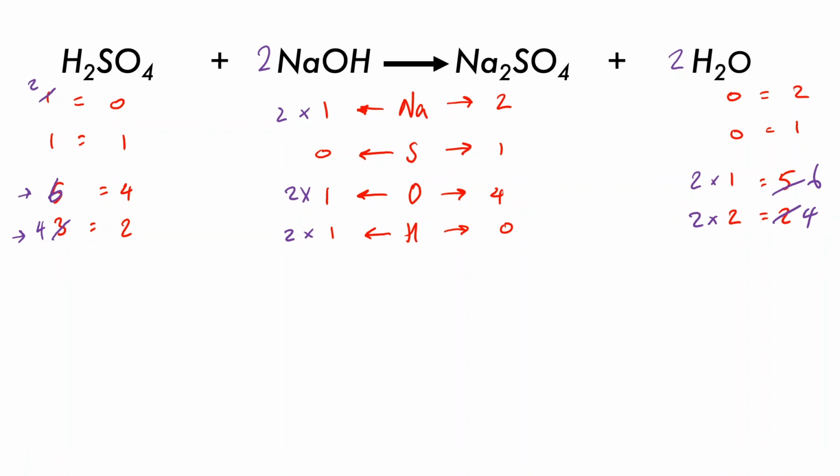So our balanced equation is sulfuric acid reacts with 2 sodium hydroxides to give sodium sulfate and 2 waters. And so this is how we would balance this chemical reaction equation.